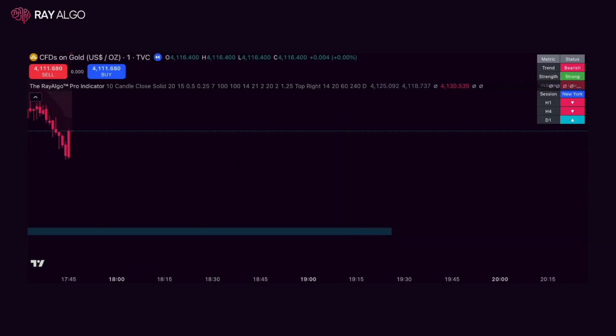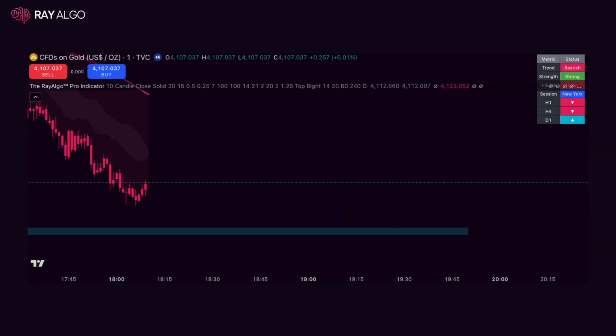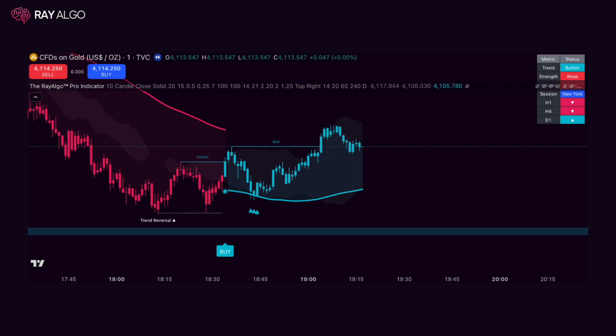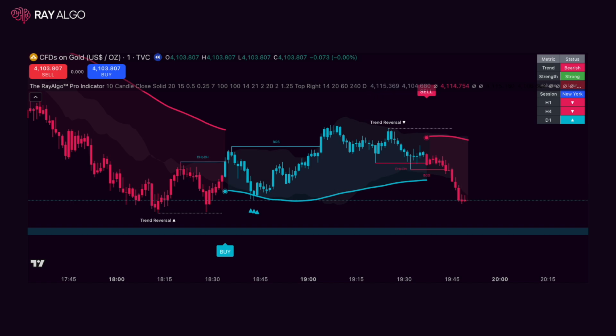Next, we'll cover how RayAlgo uses what it calls dynamic continuation signals to help you join an existing trend after a pullback. These signals appear when price is pulled back into one of RayAlgo's dynamic bands, support in an uptrend, resistance in a downtrend, and the system detects that the trend is resuming.